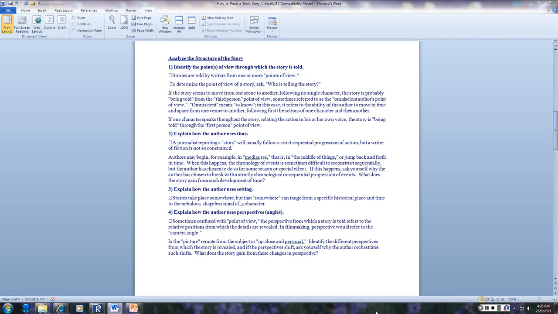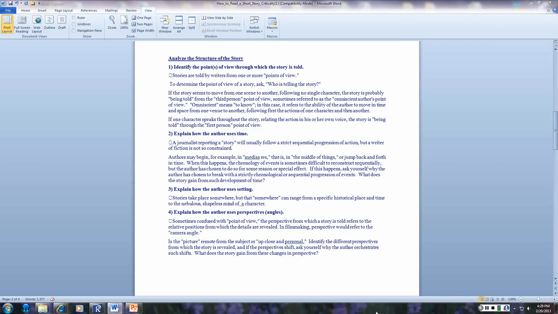We also need to look at how the author uses setting. Where does it take place? Is it historical? Is it something within the mind of the character? Where is the story happening? And then one other distinction we can look at is perspective. And in this case, it's not the same as point of view. It is whether or not we are looking at the story from a distance or from up close.